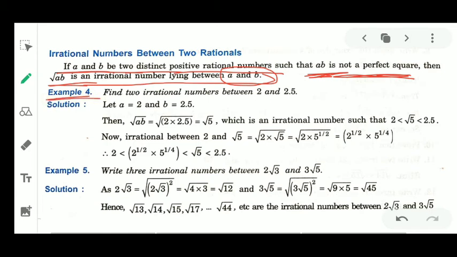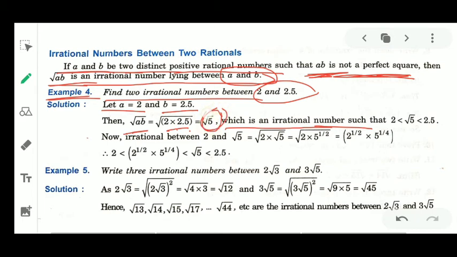Example 4. Find two irrational numbers between 2 and 2.5. 2 and 2.5 are both distinct positive rational numbers. Now let a equal to 2 and b equal to 2.5. Then root over ab is root of 2 multiplied by 2.5, which gives root 5, which is an irrational number. We already know root 5 is an irrational number. Now root 5 is an irrational number that lies between the numbers 2 and 2.5. Clear? Here we got one irrational number between the two rational numbers 2 and 2.5.